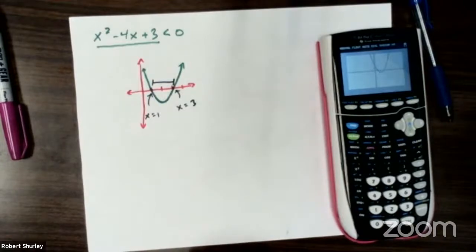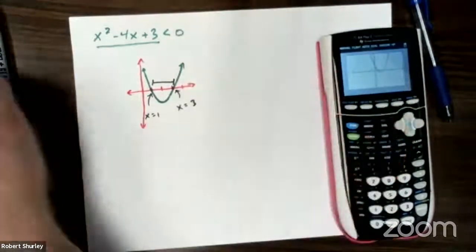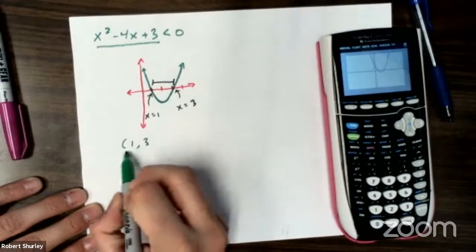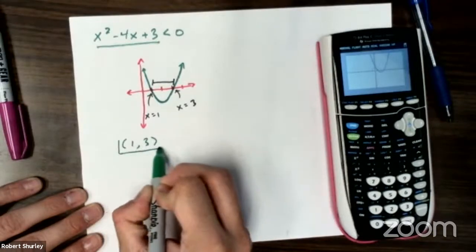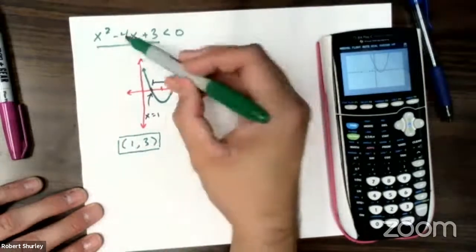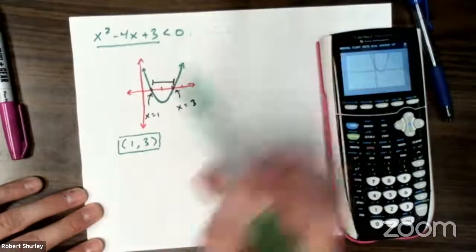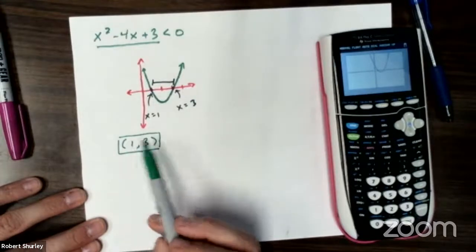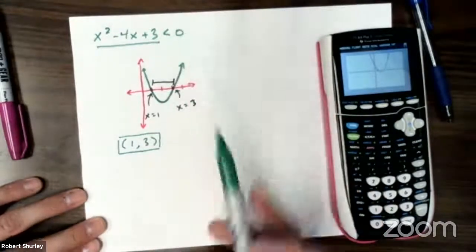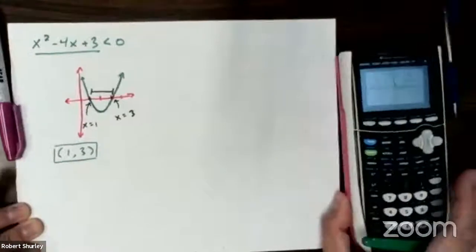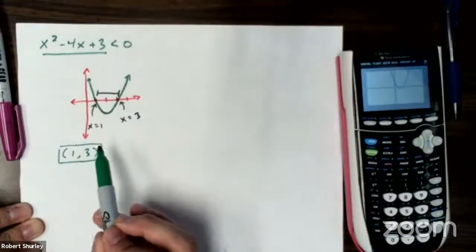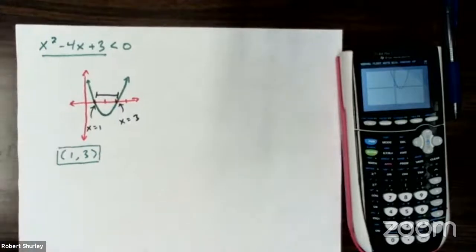Okay, now it's less than, so it's not going to include it. So we're going to use parentheses, 1 comma 3, 1 to 3, right? This function is less than 0 from x equals 1 to x equals 3. We're not including 1 and 3 because it's a less than and not a less than or equal to, right? If this was an equal to, we would have used brackets, okay?